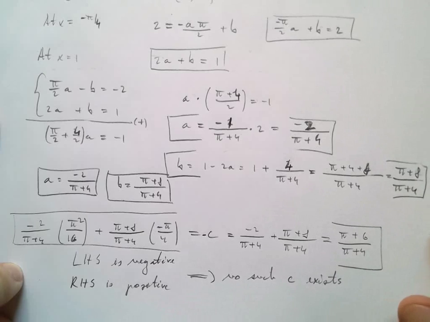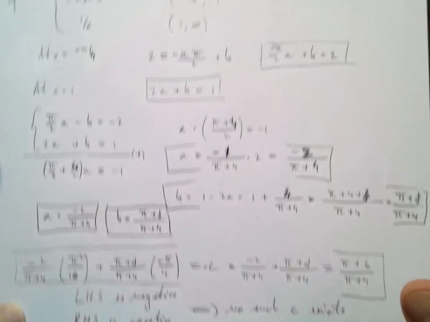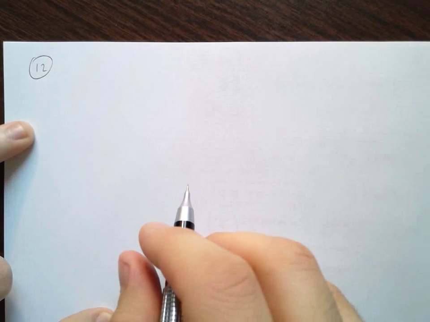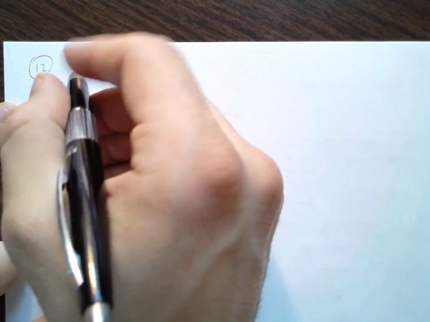Okay, so let's see. That's done. That's problem 11. Let me take a look at problem 12 now. So problem 12 has us give an example of a function that is not differentiable because of a cusp, and the other one that is not differentiable because of a vertical tangent line.